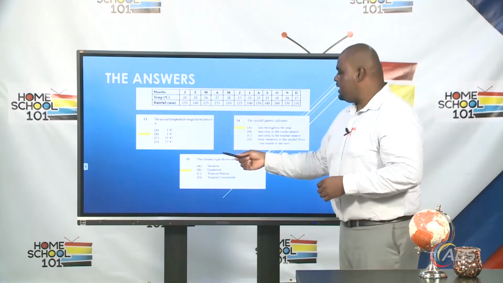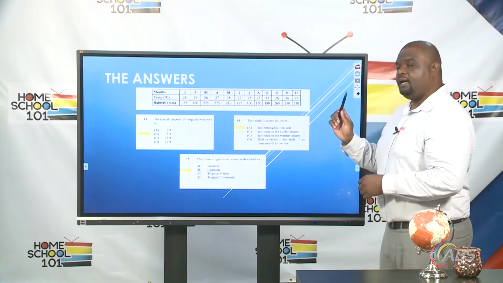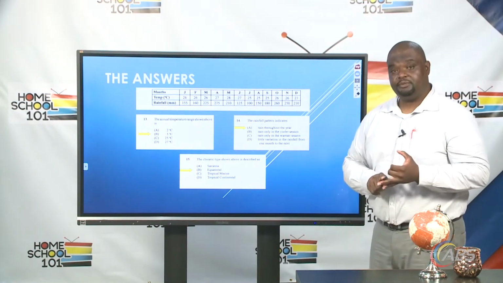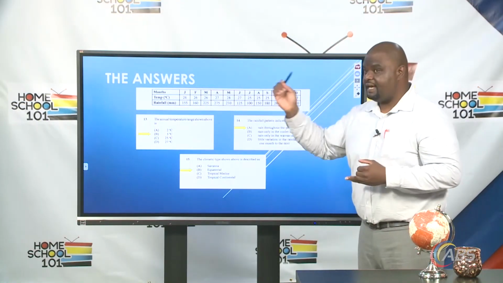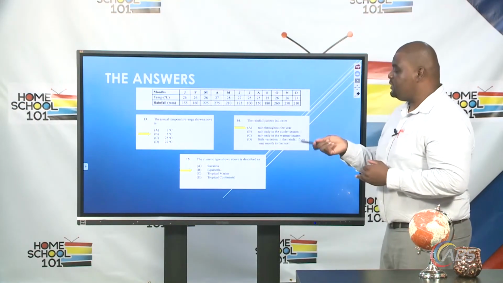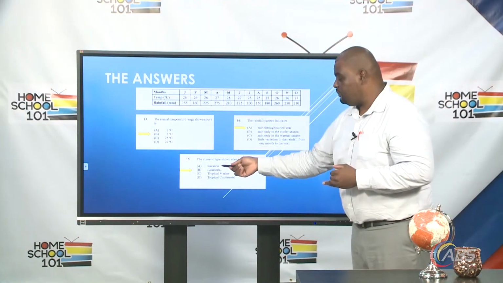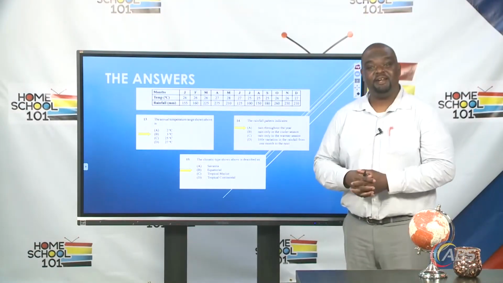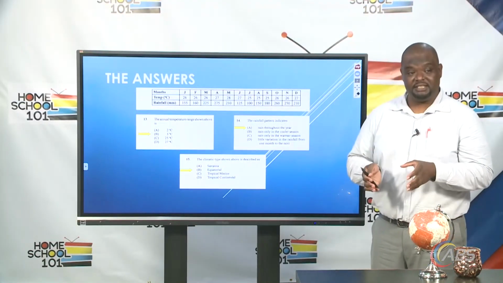All right, so the climatic type shown above is, for one, rainfall is high throughout the year, so that's an indication. Two, temperature range is slight, only 3 degrees centigrade, which of course would only point us to equatorial regions, right? So this has been the end of your first Geography 101 session.